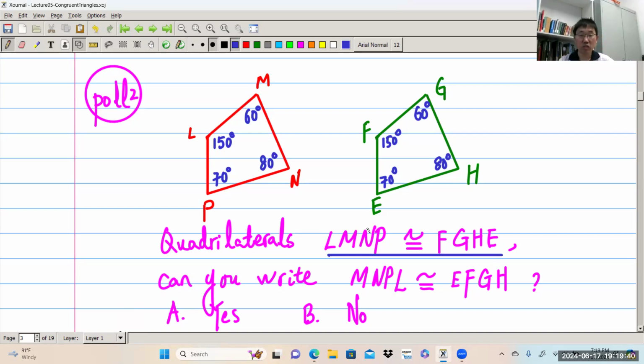And this is the right statement. That means L corresponds to F. But if you read this second statement here, L now is corresponding to H. And obviously that's not right. M should correspond to G, but here M corresponds to E in this second statement. So this second statement is a wrong way to write down the congruency. You cannot do so because you messed up the correspondence of the vertices in these two congruent figures. So the answer is no. Remember that. So I emphasize this: you should be careful when you write down congruence.